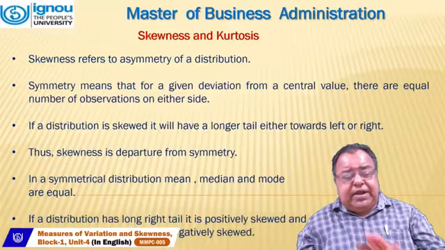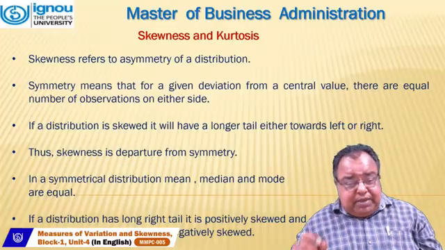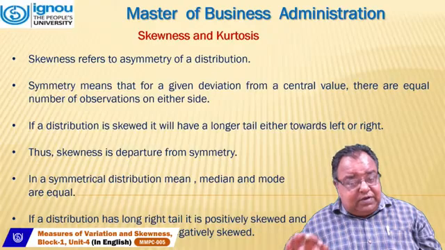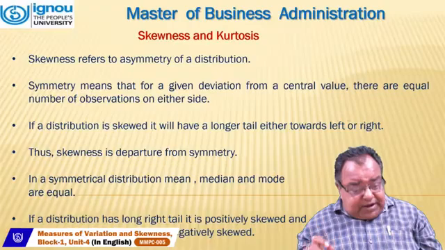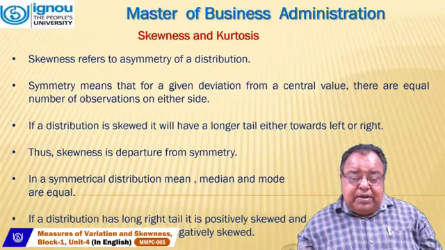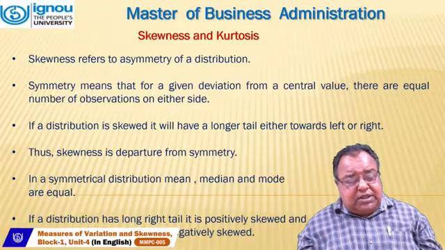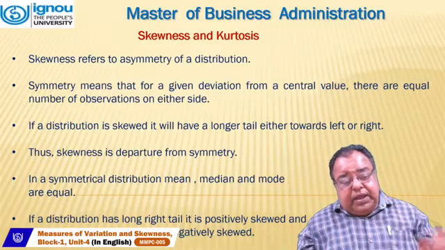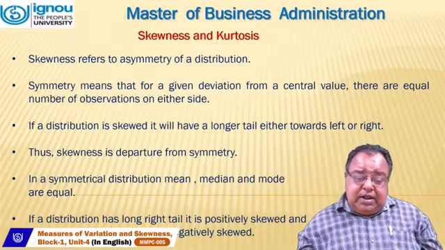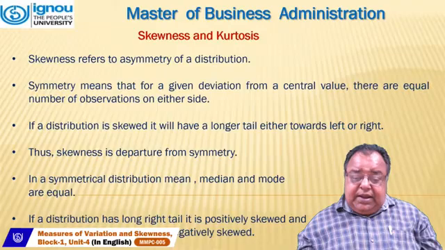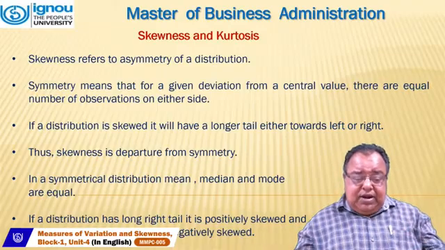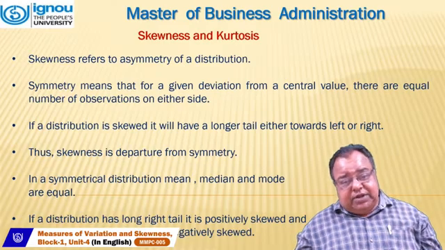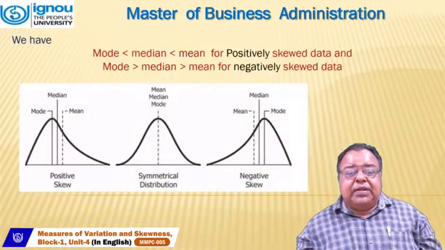In a symmetrical distribution, mean, median, and mode are equal. This is one of the most important parts of it. Remember, in a symmetrical distribution, mean, median, and mode, all three values are equal. If a distribution has a long right tail, it is positively skewed, and if it has a long left tail, it is negatively skewed.